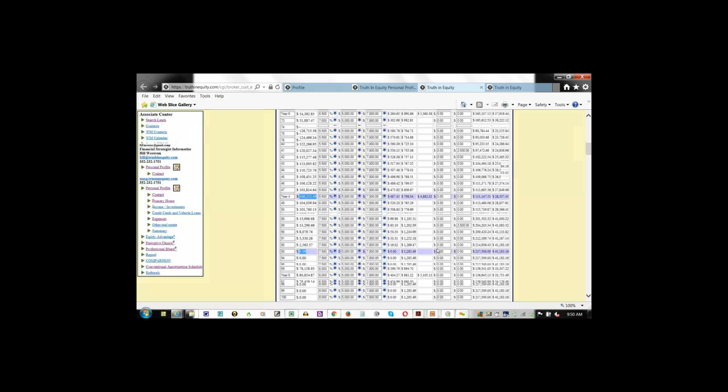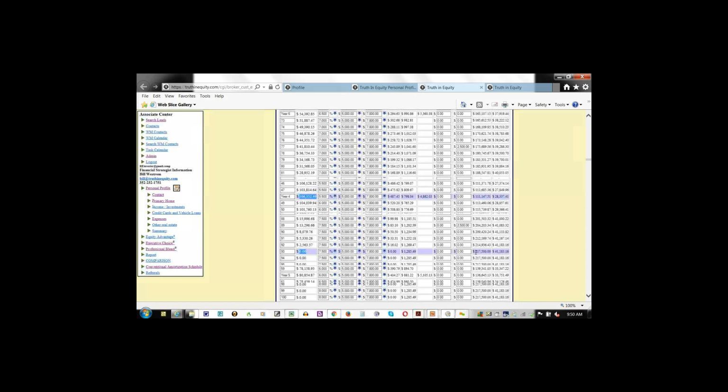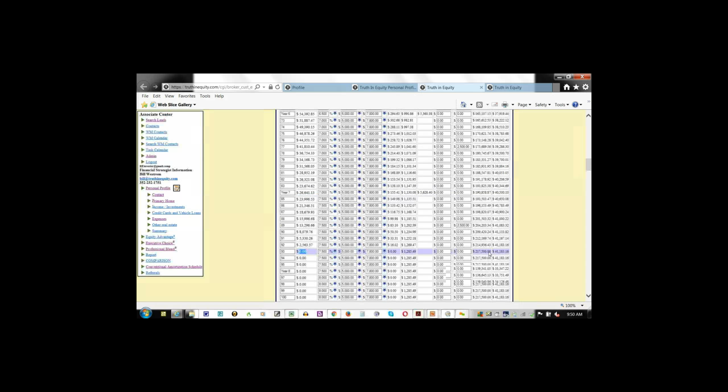In our available funds column, since our balance is 0, we've got $217,000 to go play with if we want to. We don't have to touch it. We don't have to do anything, but we've got all that money available to us in the line. And what did we pay in interest? $41,183 in interest.